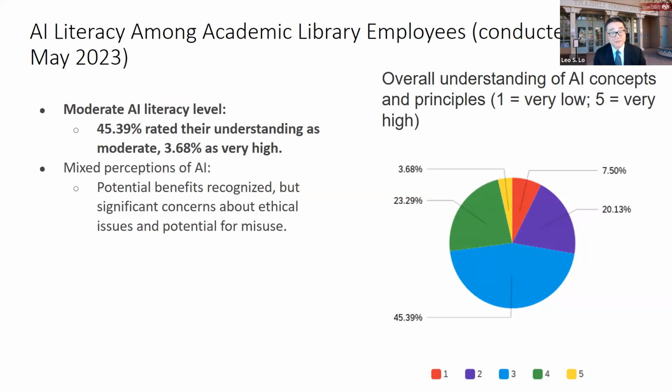And we found significant associations between whether respondents have paid for a premium version of one of those AI tools. Let's say GPT-4 is the paid version of ChatGPT. Those people who have paid for these tools have a slightly higher understanding of AI concepts, or AI literacy. But there are some mixed perceptions of AI. They recognize its potential benefits, but there are also significant concerns about ethical issues and potential for misuse.